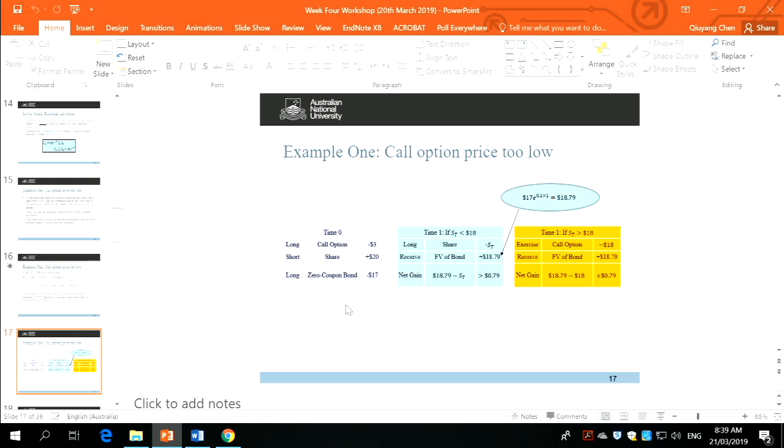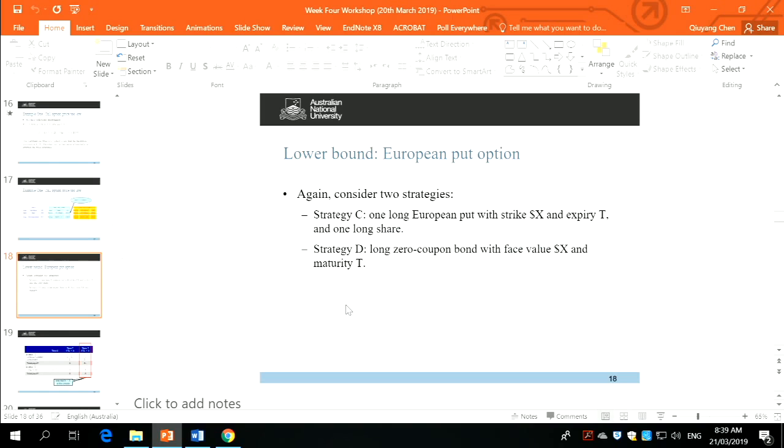Okay, so let's move on to the lower bound. What about the European put option's lower bound? Remember the way we derive the European put option lower bound is by setting up two portfolios, portfolio C and portfolio D, right?